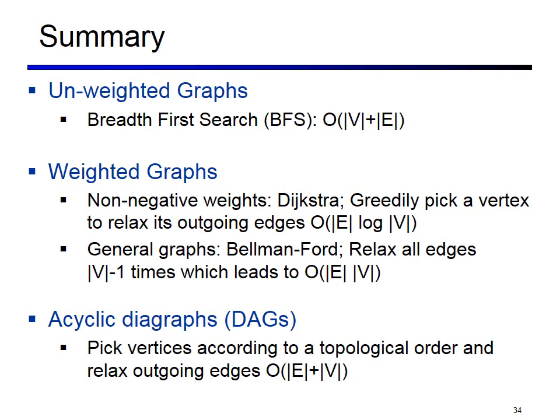For general graphs, though, the Bellman-Ford algorithm can be used with the time complexity O of E times V, where the algorithm relaxes all of the edges in the graph for V minus 1 times. If the underlying graph is a DAG, we can do just one round of relaxing all of the edges according to the topological ordering of the nodes and find the shortest paths. The time complexity of the algorithm would be O of E plus V, which is very, very efficient.